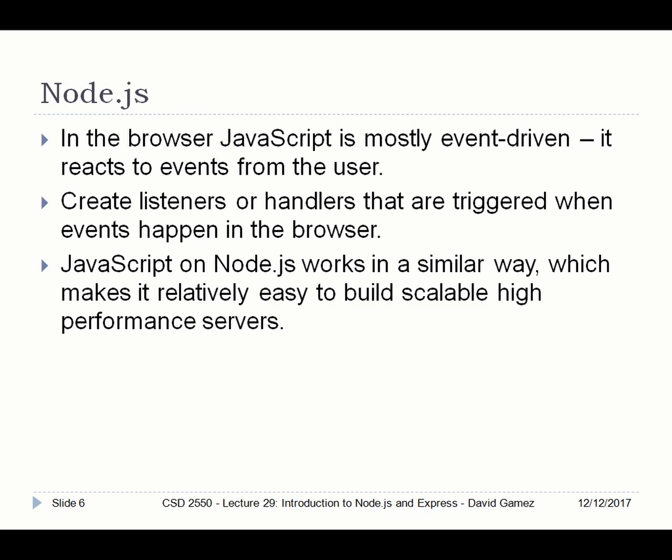So in the browser, JavaScript's mostly event-driven. When the user clicks on stuff, or when the window loads, or when a message comes back from the server, it triggers events, and then you can set up JavaScript so it can handle those events and execute different bits of code. And JavaScript in Node works in a similar way, and this event-driven sort of programming is very efficient, because the code's not doing anything unless a particular event is triggered. That makes it easy to build nice, scalable, high-performance servers. So Node is every bit as good as Apache, or one of the other servers that are out there.